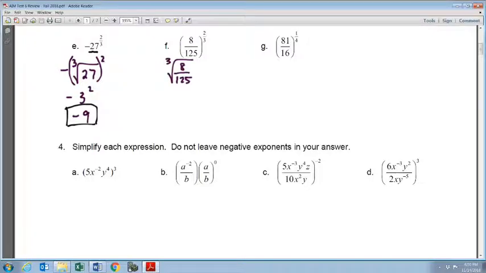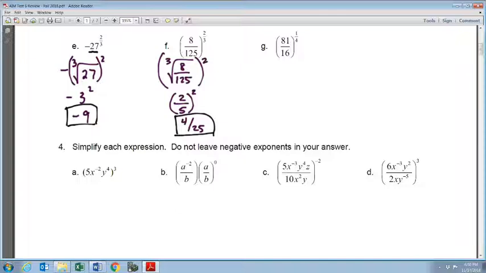On letter F, you should have rewritten it like this. It's a cube root, but again, don't forget about that 2. You've got to square that. So we could think of this as the cube root of 8 over the cube root of 125. The cube root of 8 is 2, and the cube root of 125 is 5. So we're going to get 2/5. But don't forget we have to square that. So it's going to be 2 times 2 over 5 times 5. We get 4 over 25.